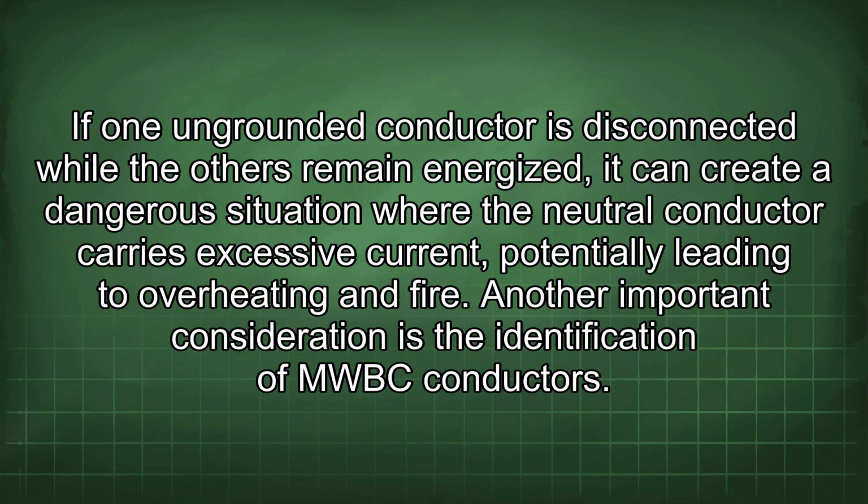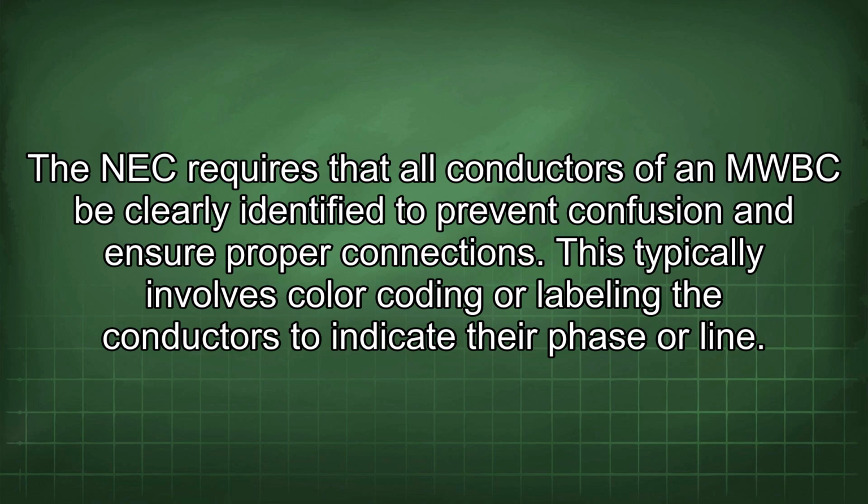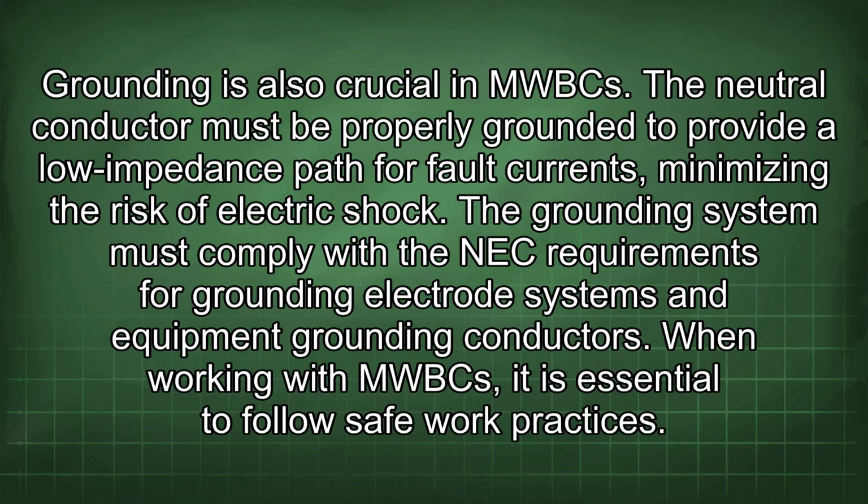Another important consideration is the identification of MWBC conductors. The NEC requires that all conductors of an MWBC be clearly identified to prevent confusion and ensure proper connections. This typically involves color coding or labeling the conductors to indicate their phase or line. Grounding is also crucial in MWBCs. The neutral conductor must be properly grounded to provide a low impedance path for fault currents, minimizing the risk of electric shock. The grounding system must comply with the NEC requirements for grounding electrode systems and equipment grounding conductors.